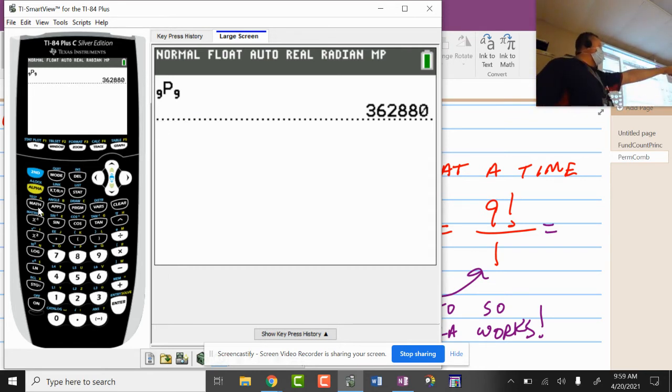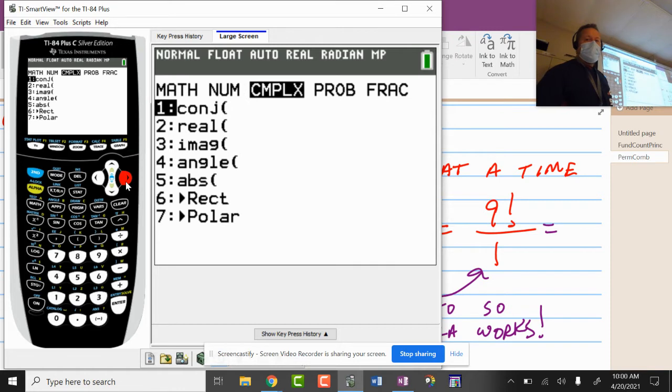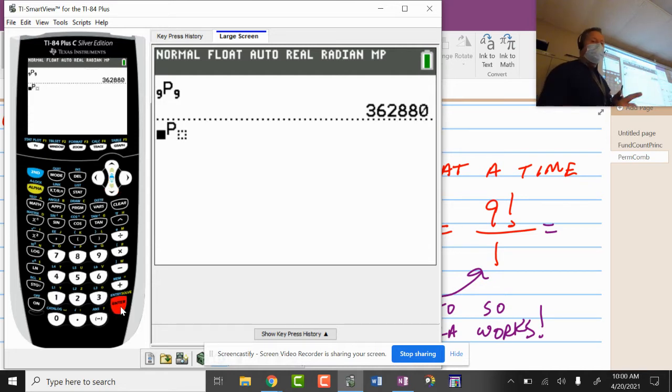Now, Ethan and anyone else, be careful on how this goes. First of all, you hit math, because he has a different calculator. You have to do something different. Go to prob, and then that's where you found your exclamation point, but now you find your nPr button. So it's math, prob. Now, with an upgraded calculator, you get these blanks.